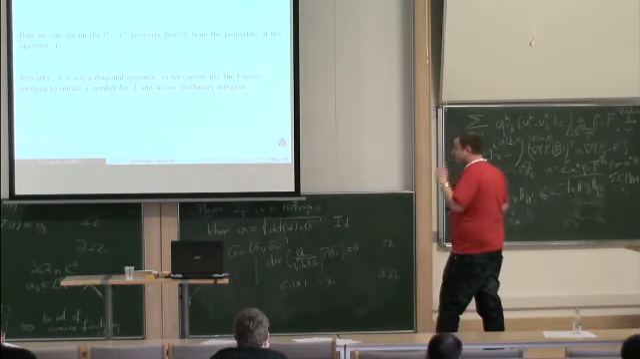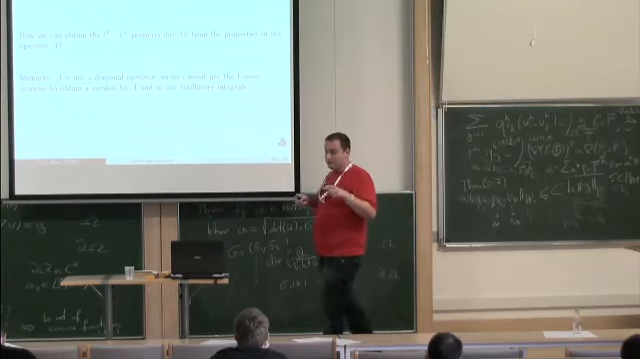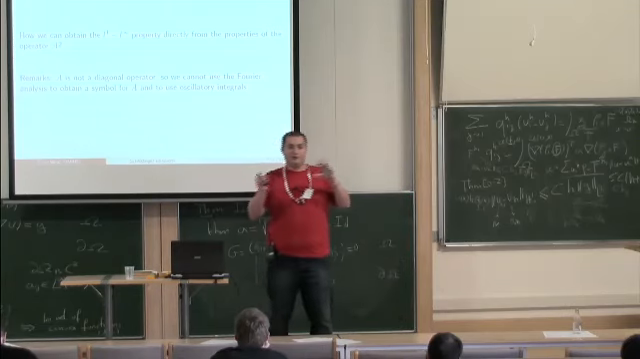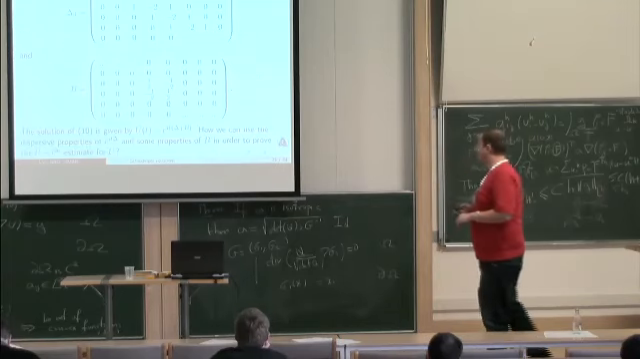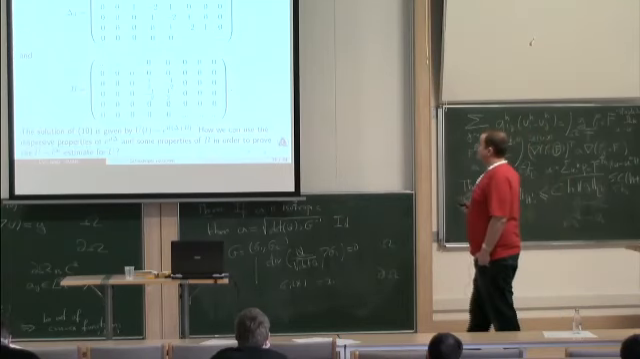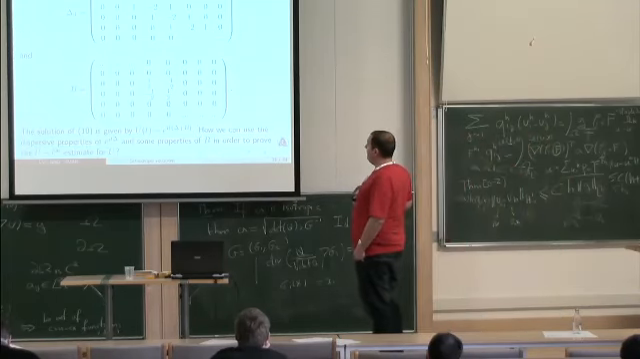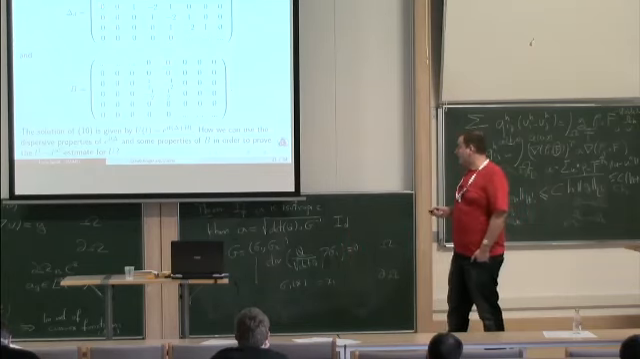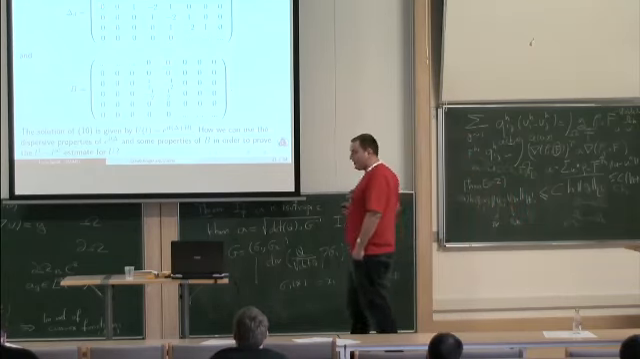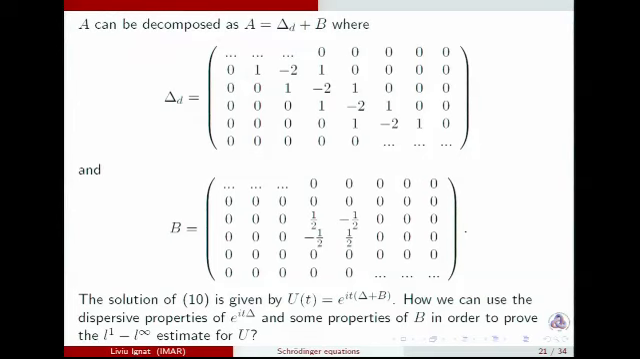Now, the problem is that A is not a diagonal operator, so we cannot use the Fourier transform to obtain some symbol for the operator and try to use some oscillatory integral tricks. But we can decompose the operator. Our operator A is like a classical Laplacian plus a perturbation B. And we think that maybe it's possible to use some properties of the operator B and the decay property for the classical Schrodinger equation to obtain the L1 L infinity estimate for our solution.